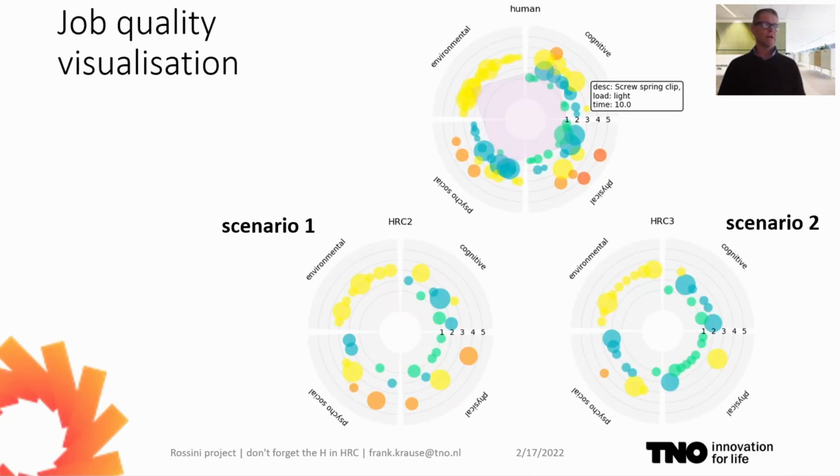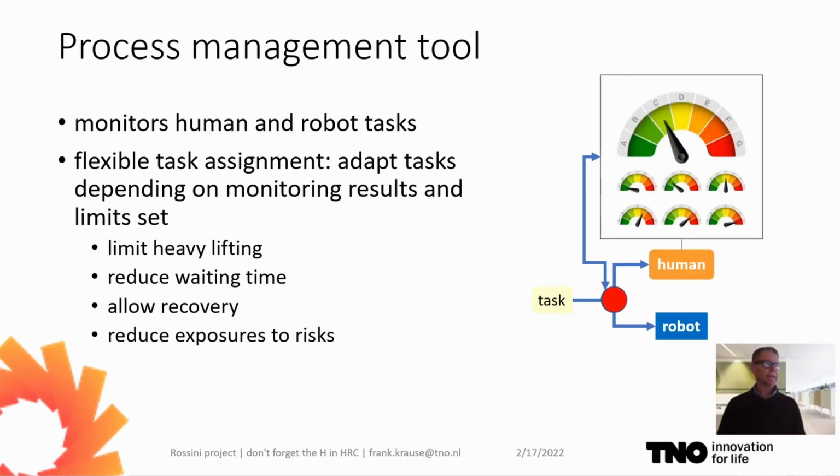And then in the end, the tool allows you to visualize the job quality in certain graphs. I won't go into detail. Then there's the process management tool, which Christian from Unimoda explained, and it monitors the human and the robot tasks, and it allows flexible task assignment. And this is exactly what you want in a collaborative setting. So it adapts tasks depending on monitoring results, and it limits sets. For instance, it limits heavy lifting, it reduces waiting time, it allows recovery, it reduces exposures to risk, just like you have set in the system too.